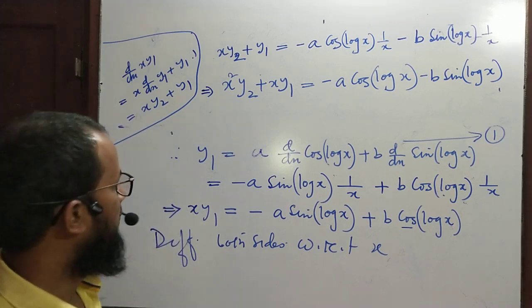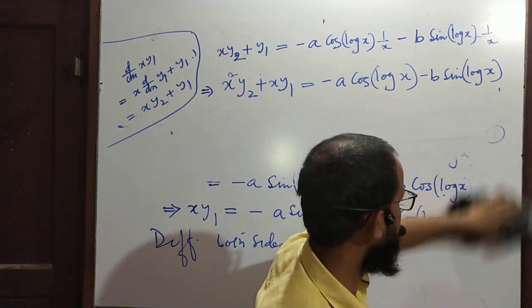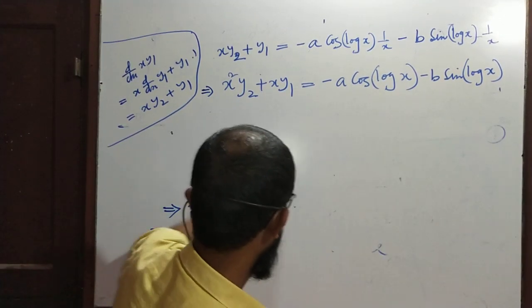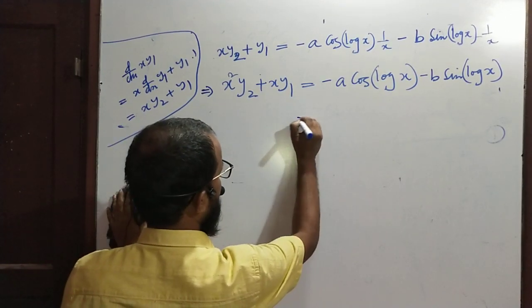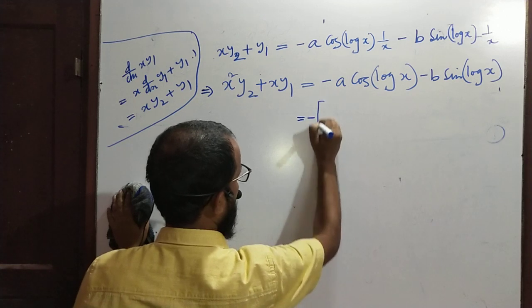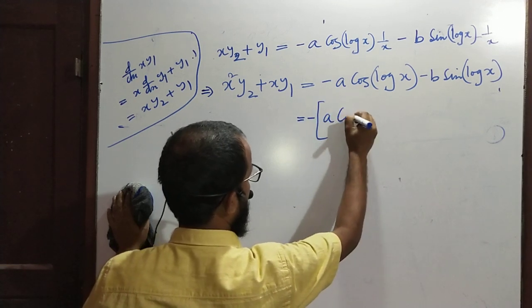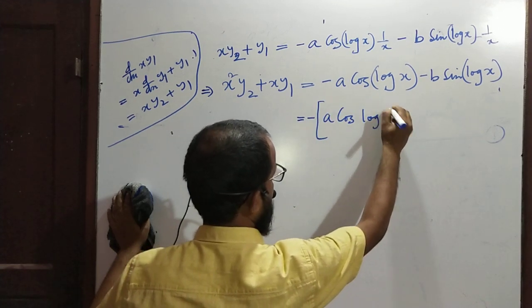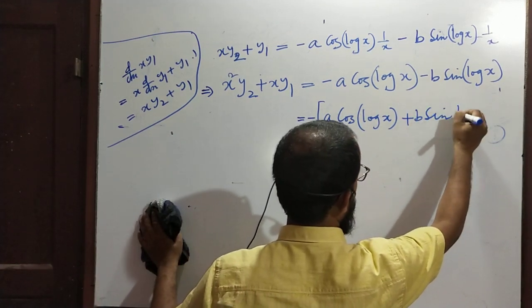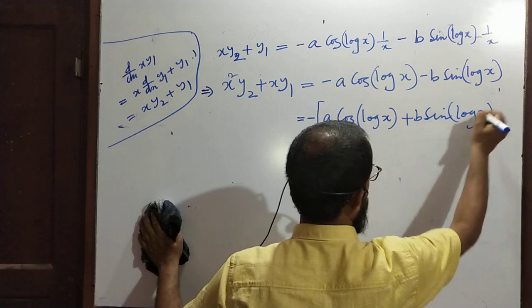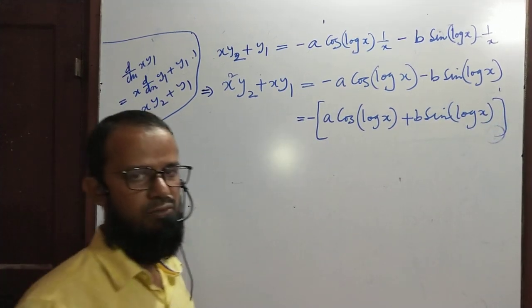Now you see here minus can be taken common. After taking minus, what will happen? a into cos log x plus b into sin log x. Our aim is to eliminate the constants a and b and the cos and sin log terms, because in your result there is no such term.